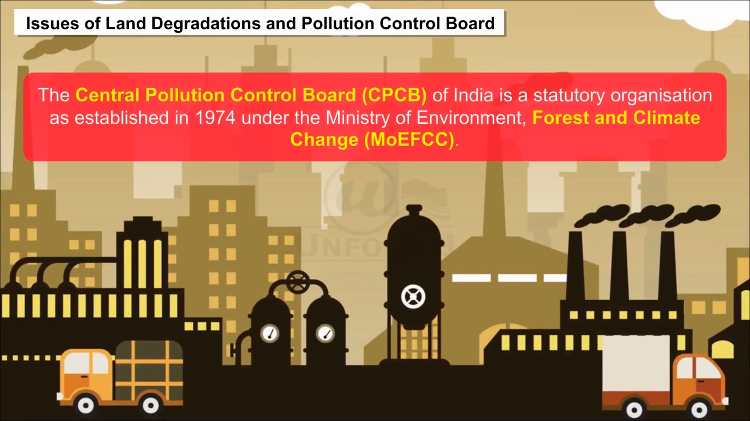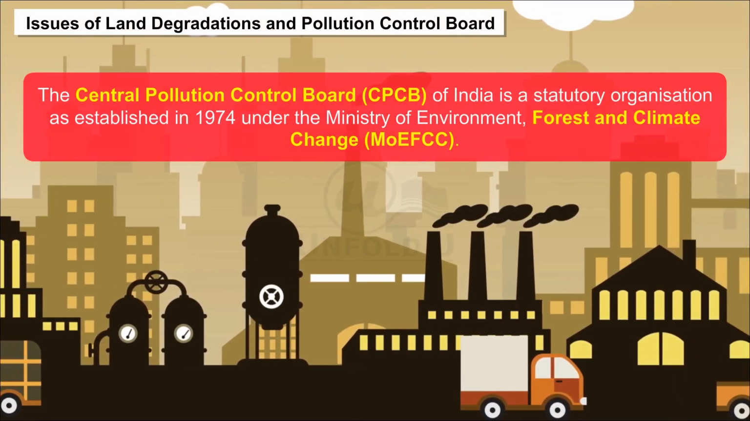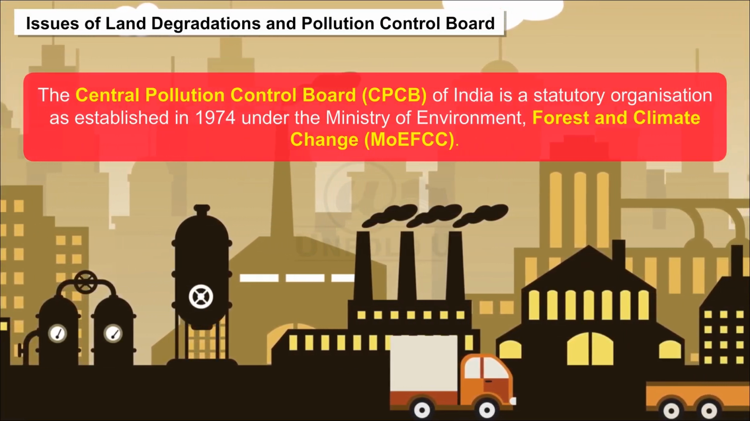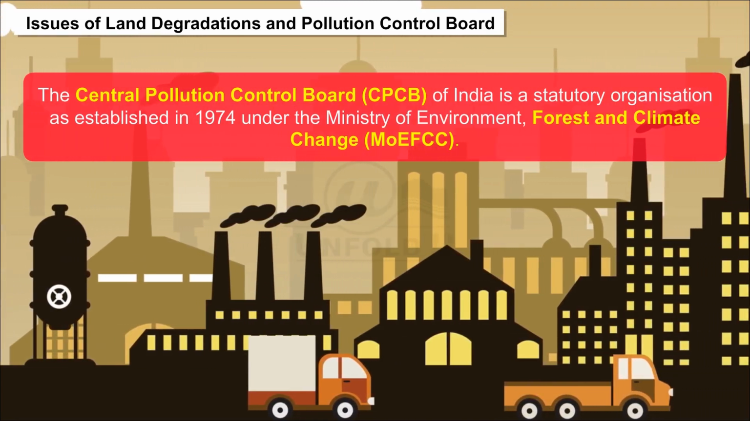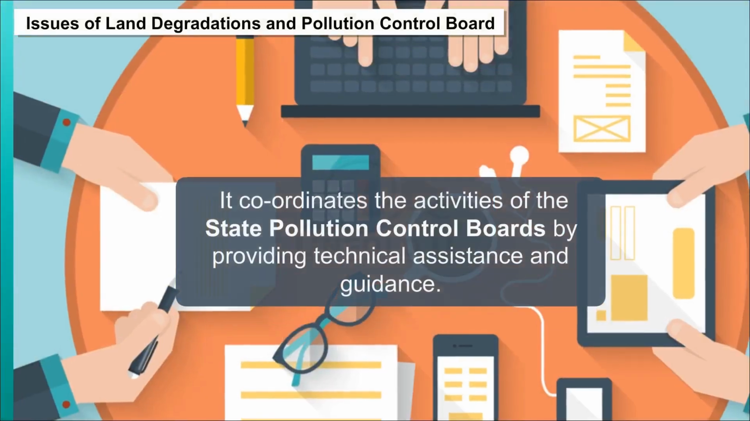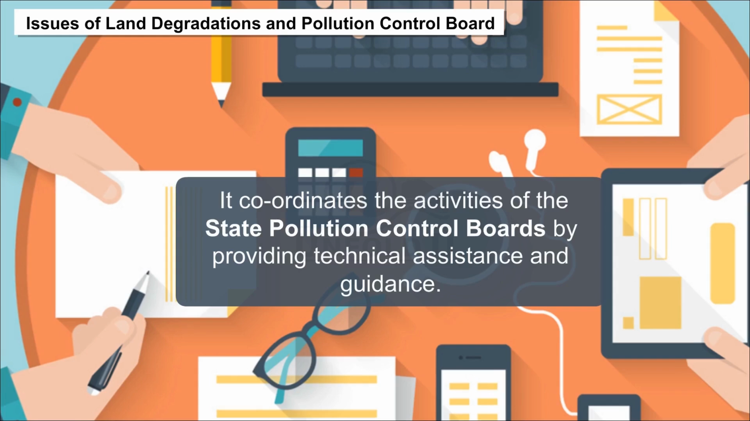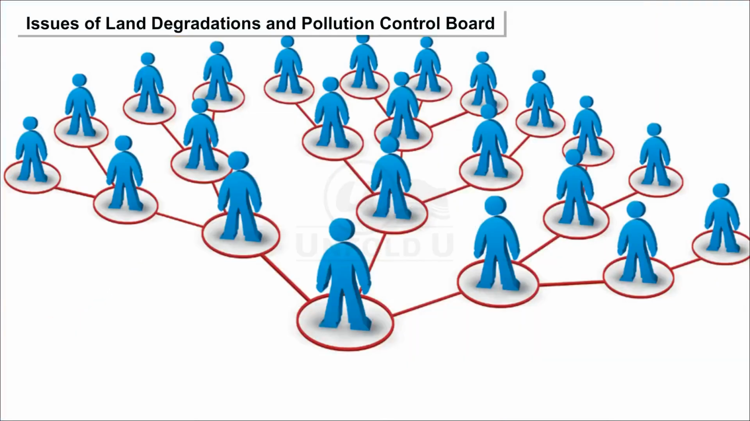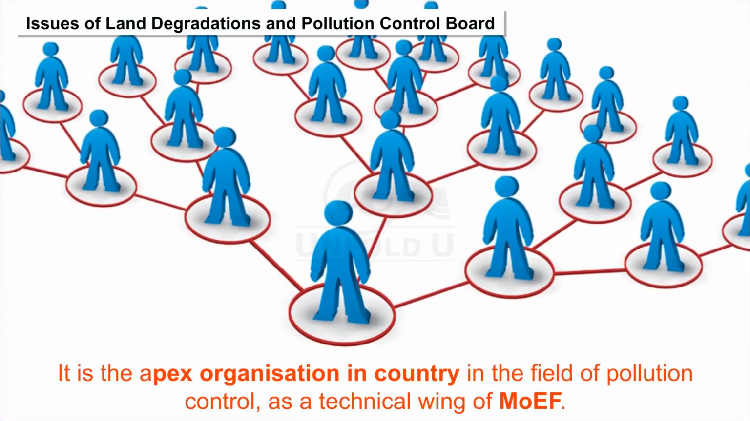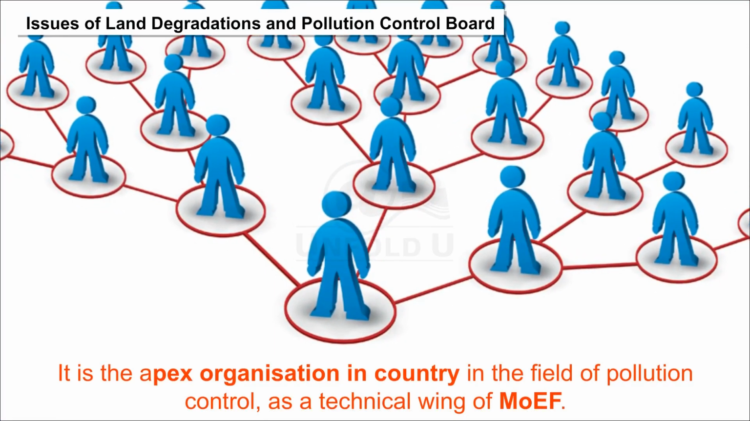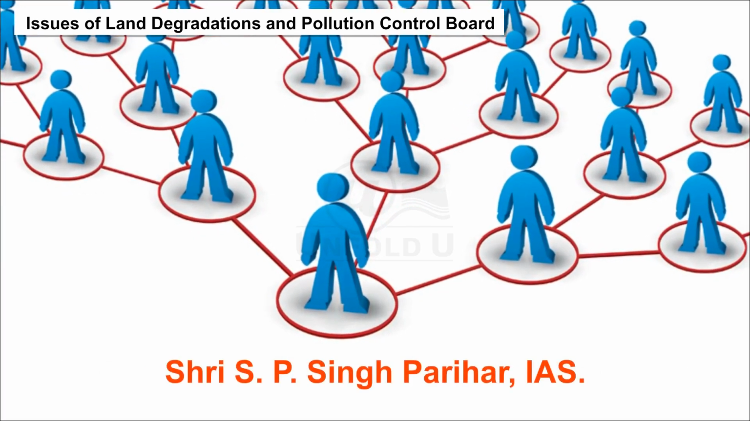The Central Pollution Control Board, CPCB of India, is a statutory organization established in 1974 under the Ministry of Environment, Forest and Climate Change, MOEFCC. It coordinates the activities of the state pollution control boards by providing technical assistance and guidance. It is the apex organization in the country in the field of pollution control. As a technical wing of MOEF, the current acting chairman of the board is Shri S.P. Singh Parihar, IAS.